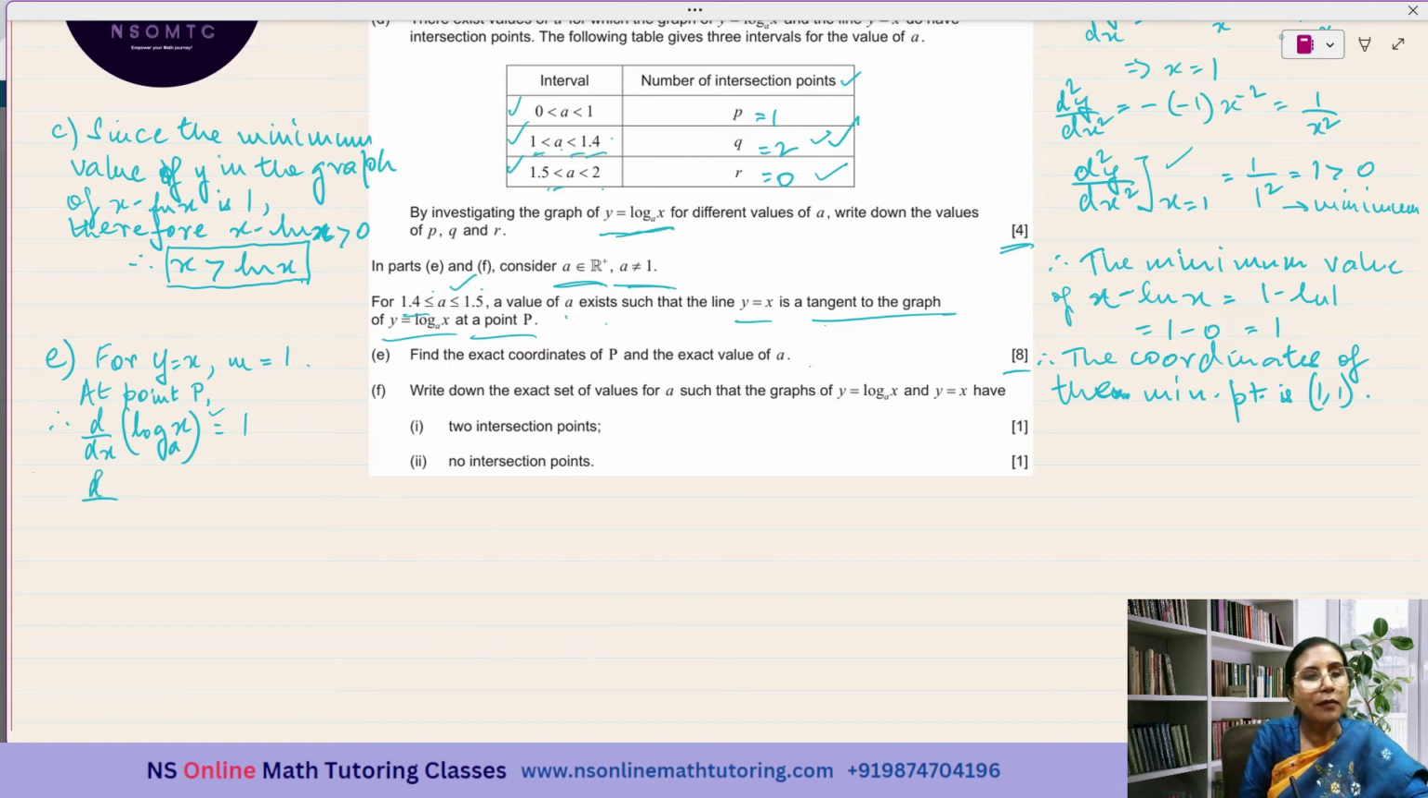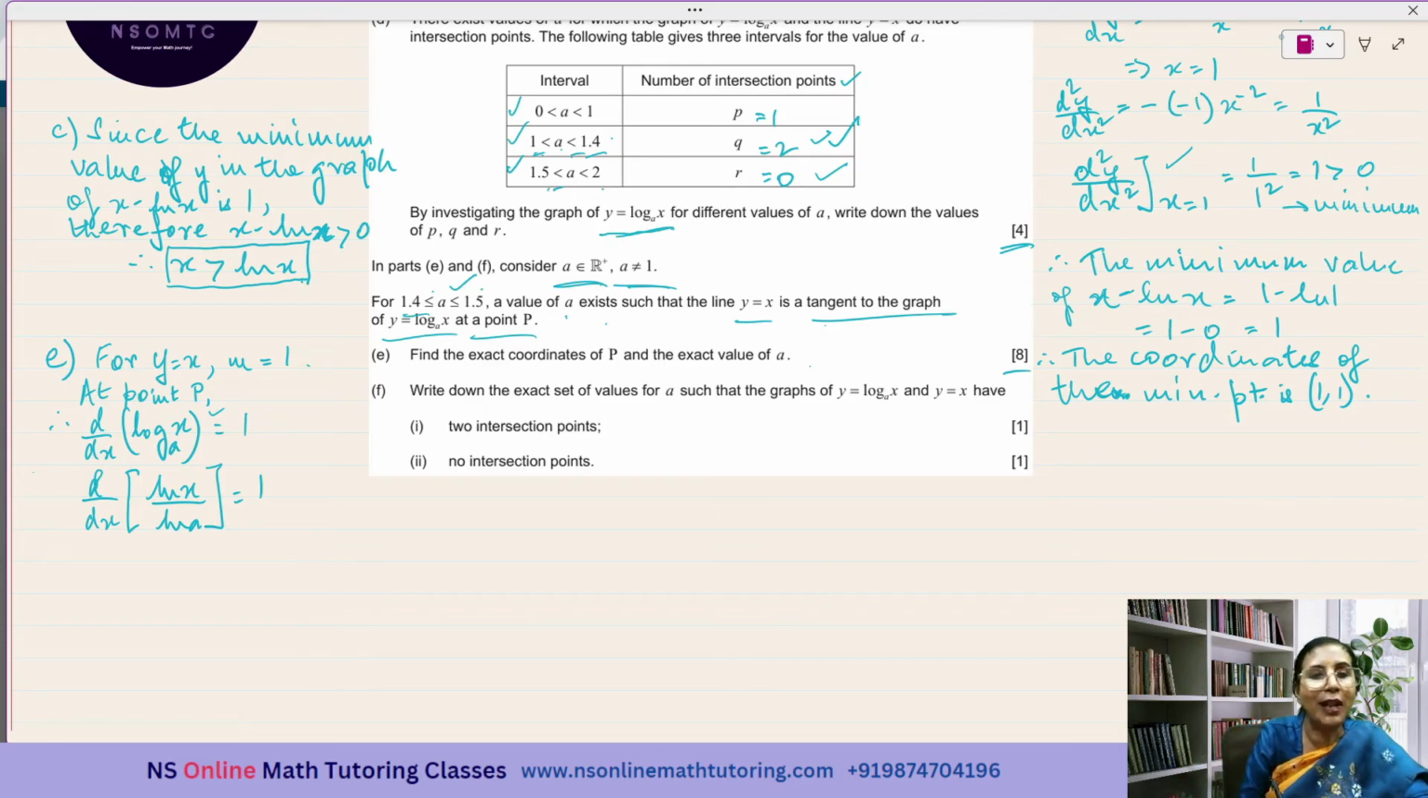If you know how to differentiate in one step, you can do it, or else you change the base, and it will be ln of x over ln of a is equal to 1. And ln of a is in the denominator. It is just a number. Don't apply the quotient rule, okay? Because ln of a is just a number and it is in the denominator.